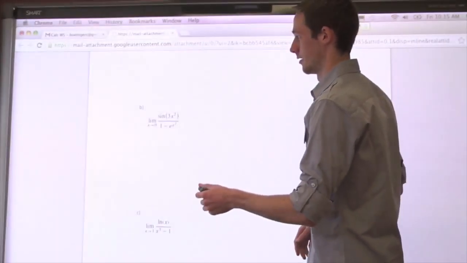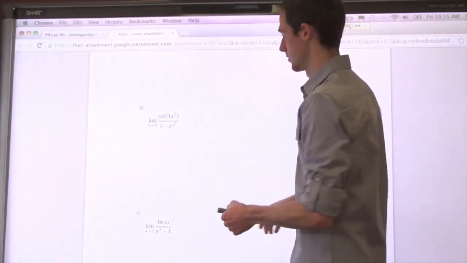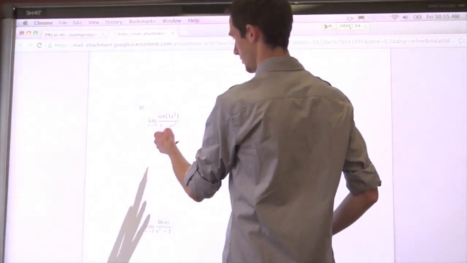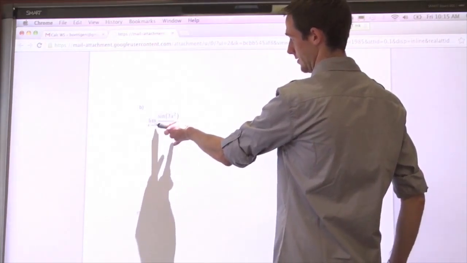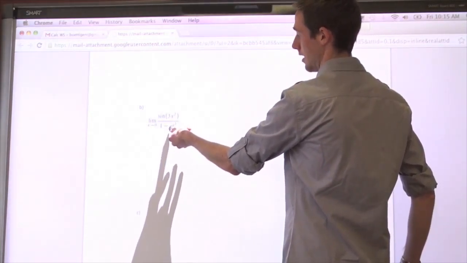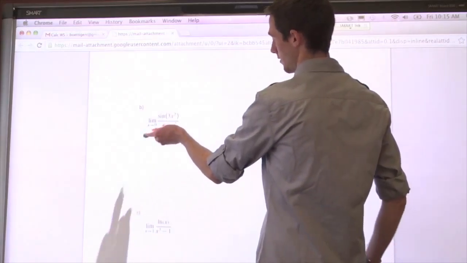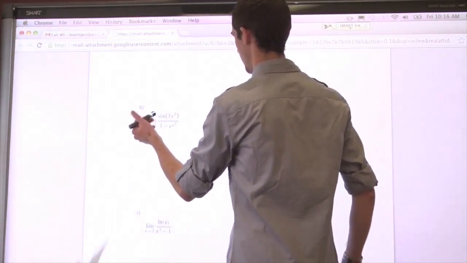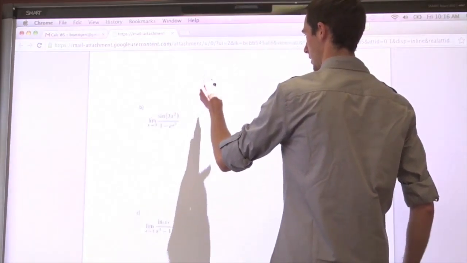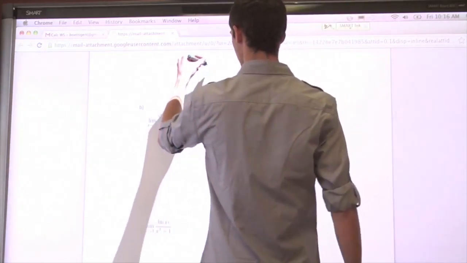So the first one we're going to look at here is problem B on this week's worksheet. So we're doing some limits here. You see that if you plug in 0, you're going to get 0 on top, and then e to the 0 is just 1, so 1 minus 1 is 0. So you get 0 over 0 if you try to plug the x value in there. So we're going to do L'Hopital's.